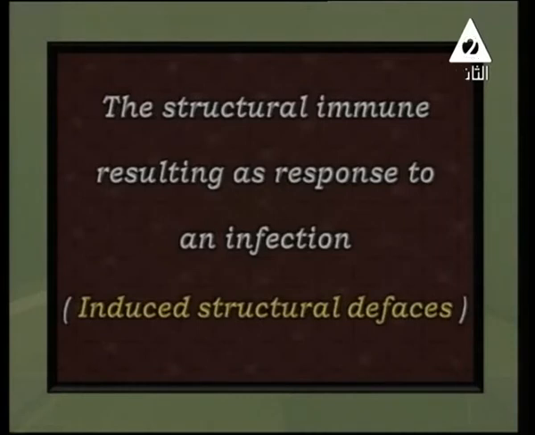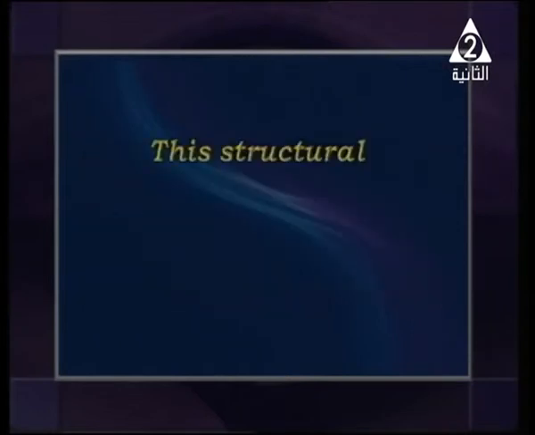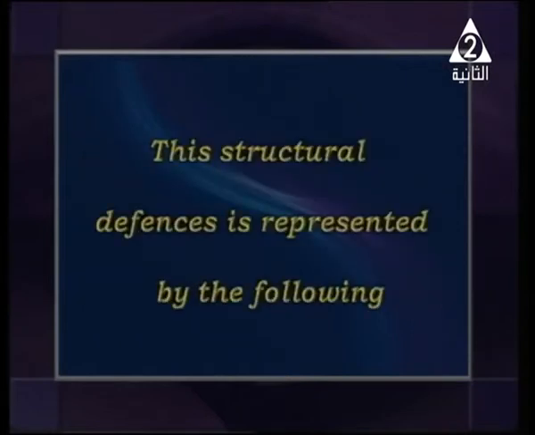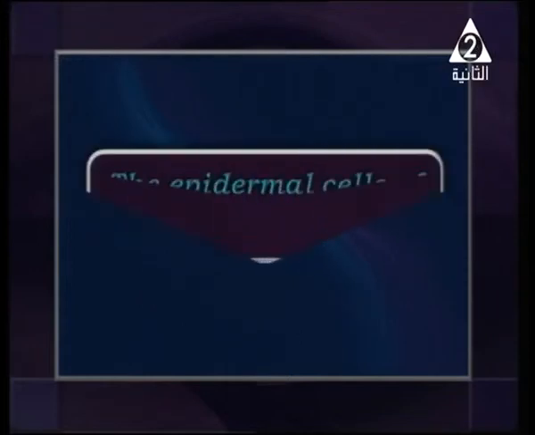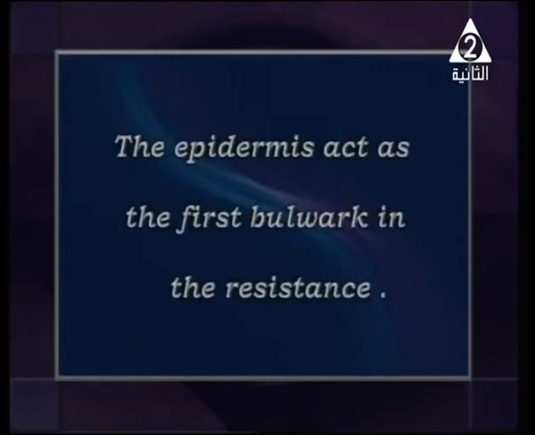Induced structural defenses. Well, the pre-existing structural defenses, they are what? These structural defenses are represented in the following way. Okay, the epidermal cells of the plant. The epidermal cells are a group of cells that already cover the plant from the outside. So they are called epidermal cells. The epidermis, or the epidermal layer, acts as the first bulwark. Bulwark means what? It's the first line of defense for the plant, okay? That resists and prevents the pathogen from attacking the plant.